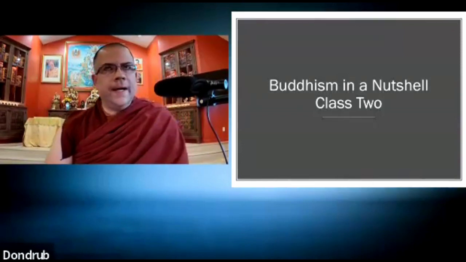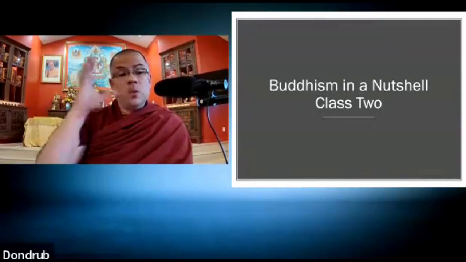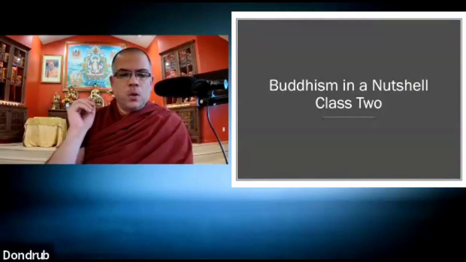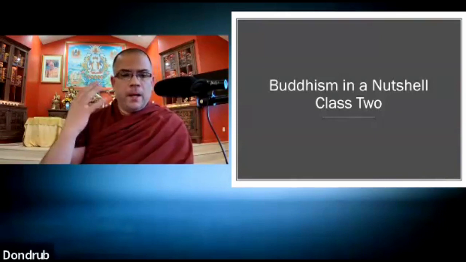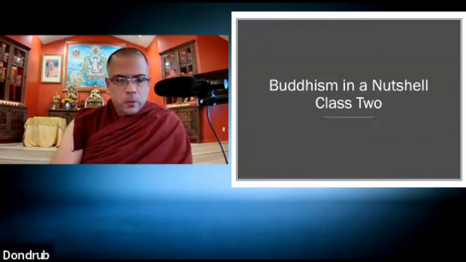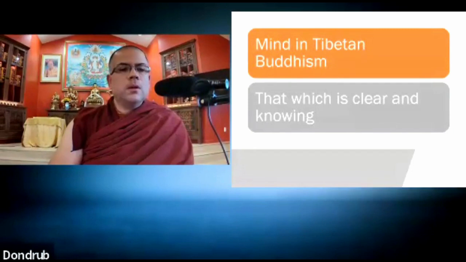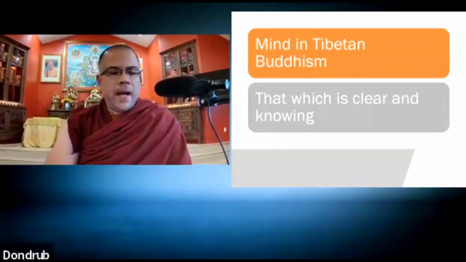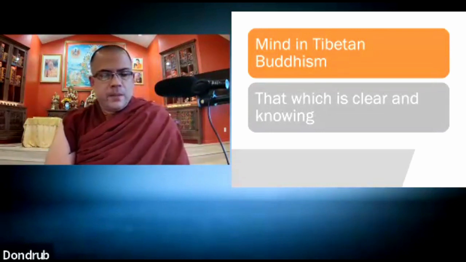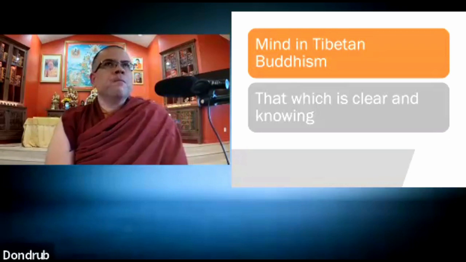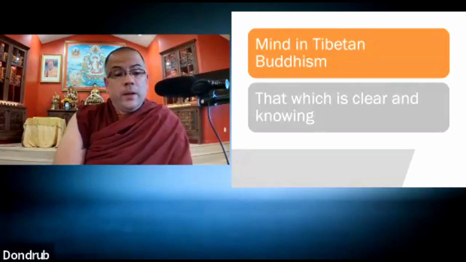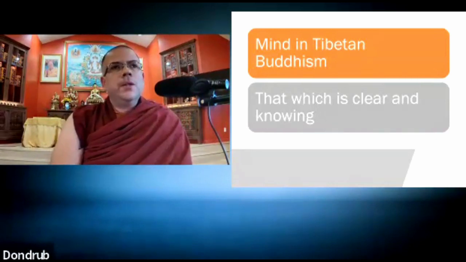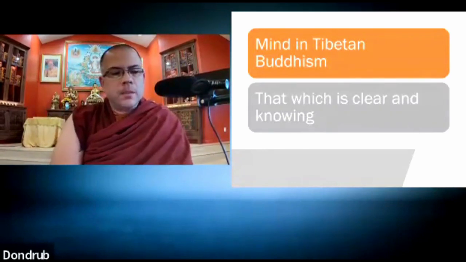For today's class, we're going to initially switch gears before coming back to that. We're going to switch gears into talking about the mind itself, the Buddhist model of the mind. In Buddhism, the mind is described at its root, at its foundation, as that which is clear and knowing, or that which possesses clarity and awareness. These are the only two qualities that the mind ultimately is said to have.